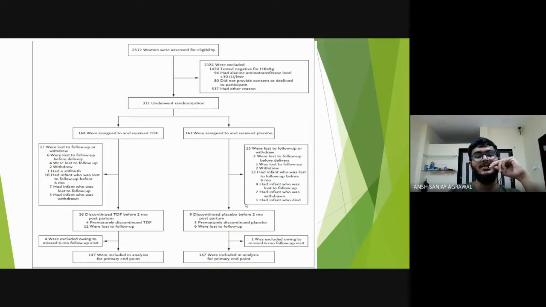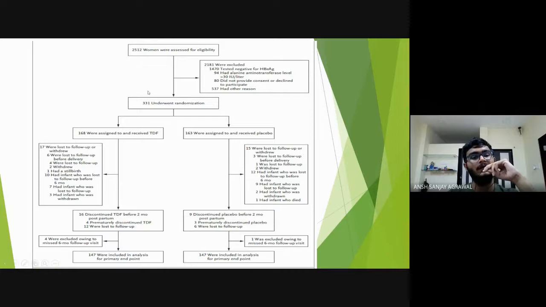So this is the participant flow. As Prashant mentioned, it is important to look at it. However, I won't be going into much depth. I just hope to convey what happened here. 2,512 women were assessed for eligibility. Out of this, 2,181 were excluded. They had multiple reasons, such as testing negative for HBsAg, having ALT levels greater than 30 IU, or not providing consent, or other reasons mentioned in the exclusion criteria, such as prior HIV infection or hepatitis C infection.